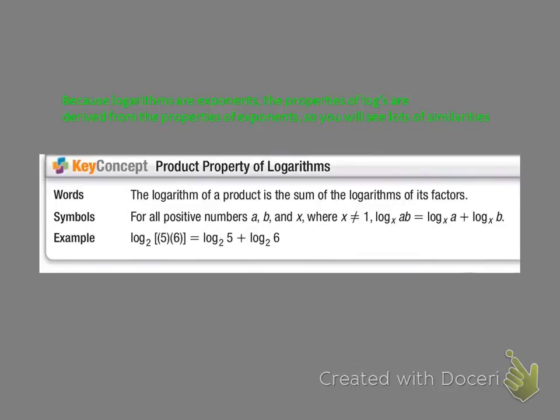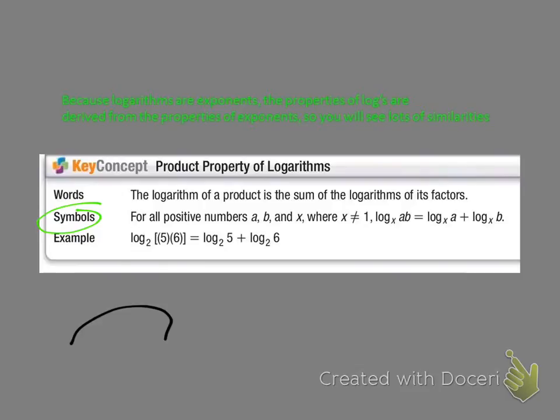So, the first one, and we're going to learn 3. All right, we're going to learn 3. If you write something, definitely write the symbols on this one. Okay? Write the symbols, it helps. Okay, for all positive numbers a, b, and x, where x is not 1. Okay? So, for a log base x of the quantity a times b, so basically the log base x of, like, say, 3b. Okay? You can rewrite that as log base x of a plus log base x of b.